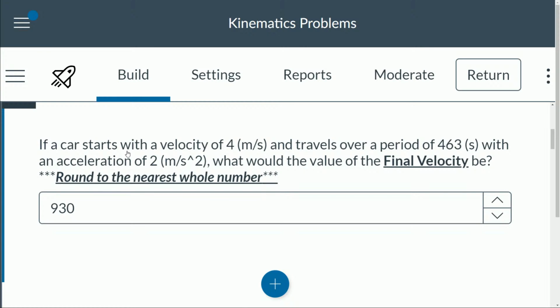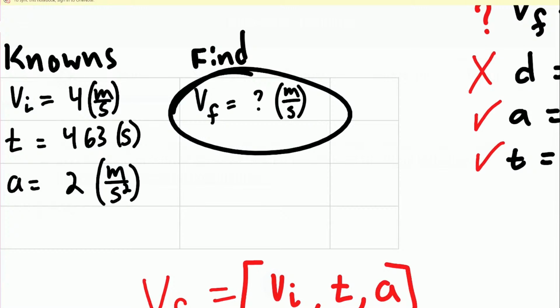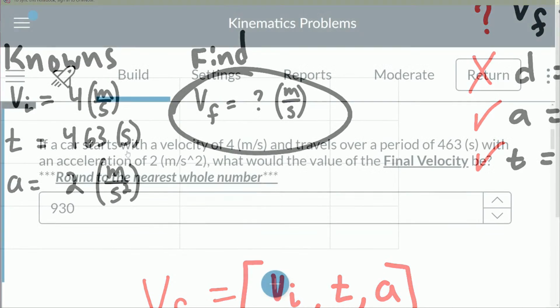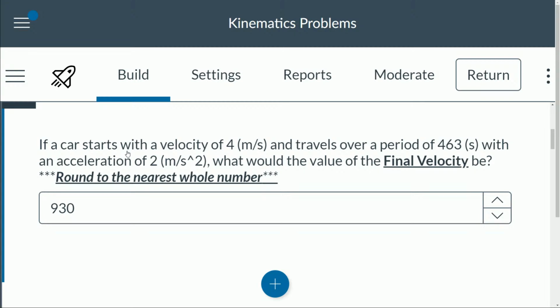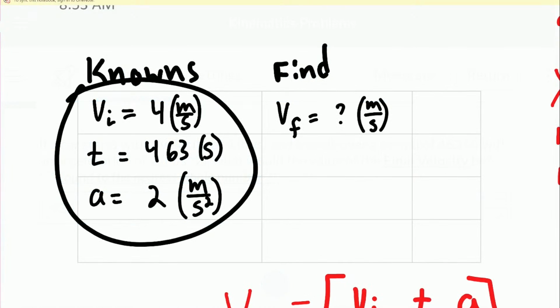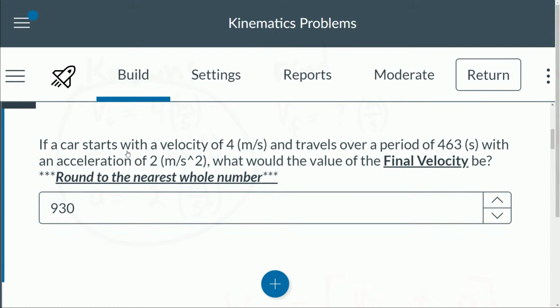So, the first step was I wrote down what I need to find. Was that part confusing? Writing down what I needed to find, is that part good? After that, were you confused about when I wrote down what I knew? Do you understand how to get the knowns from the actual problem? Yes, no? Okay.